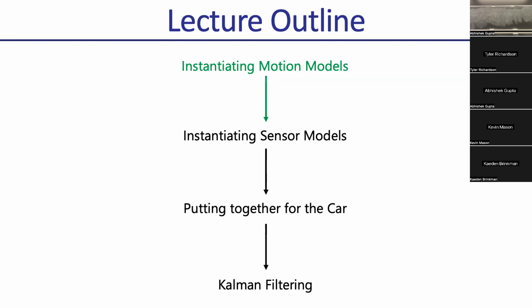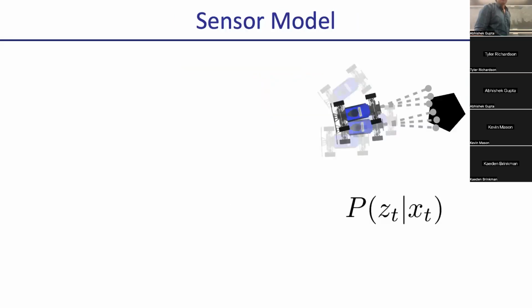That is the motion model. To instantiate a Bayesian filter, you need a motion model and a sensor model. We're going to go over the sensor model next, but how do we feel about motion models? Yes. Good. Great.